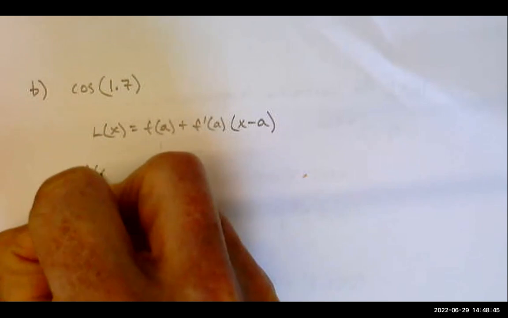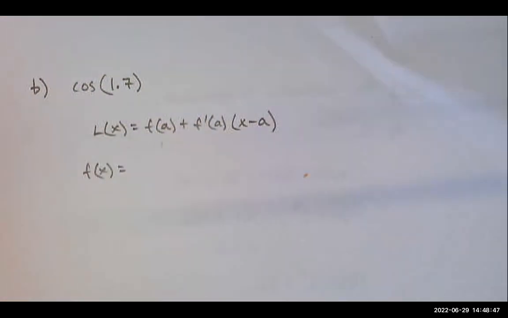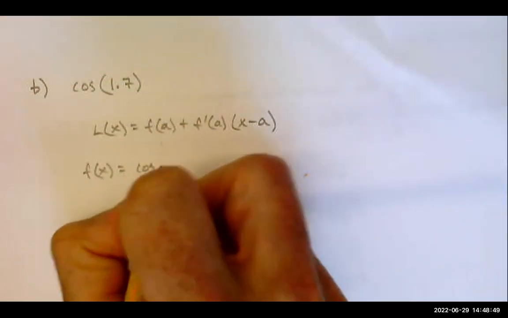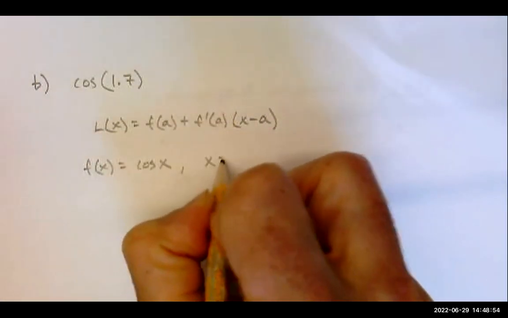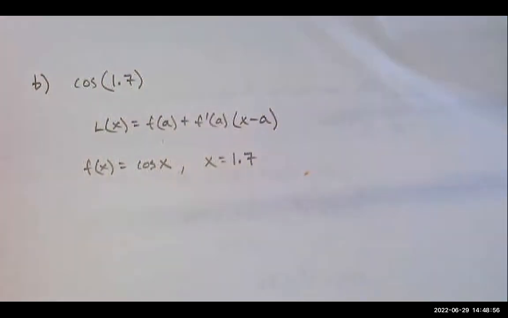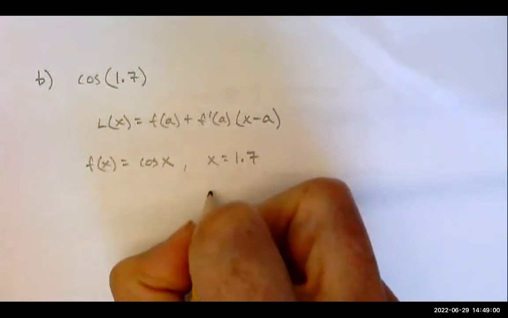What should we take as our function? All right, you probably caught on. It's the cosine of x, probably a good idea. And we'll make x 1.7. We'll plug that in at the end. Now, this is kind of interesting. What should we pick for a?